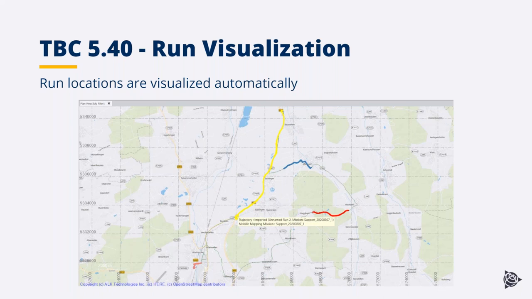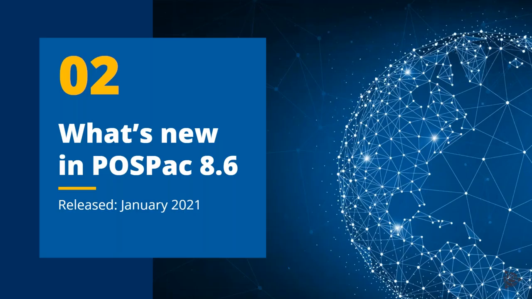You can also hover over the trajectory, and TBC will show this small yellow box, which will say that this is run 2 from mission, blah, blah, blah, and so on. So that's a minor but nice improvement. All right, that's about TBC. Next, let's go to Postback version 8.6.